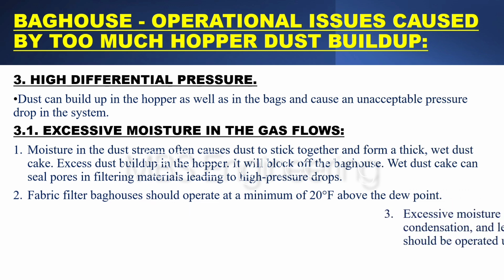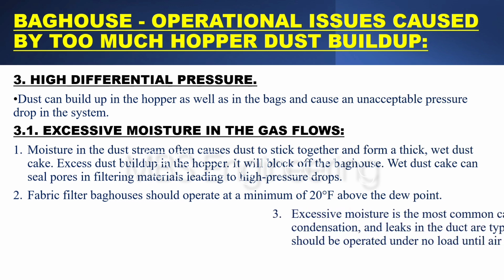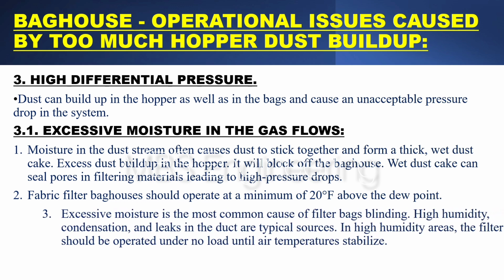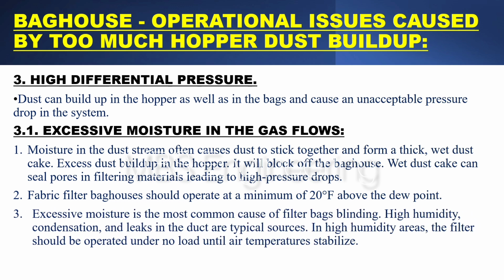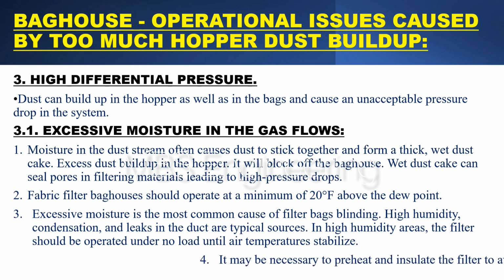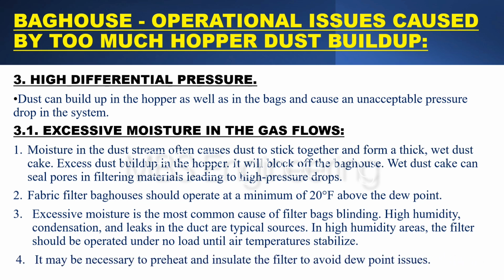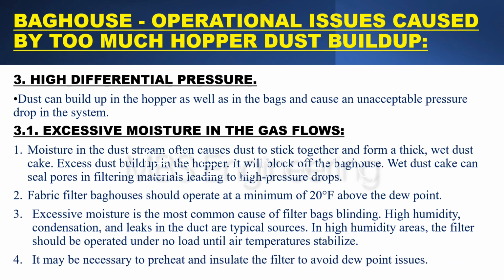Next, second point: fabric filter baghouses should operate at a minimum of 20 degrees Fahrenheit above the dew point. Next, third point: excessive moisture is the most common cause of filter bags blinding. High humidity, condensation, and leaks in the duct are typical sources. In high humidity areas, the filter should be operated under no load until air temperatures stabilize. Next, fourth point: it may be necessary to preheat and insulate the filter to avoid dew point issues.